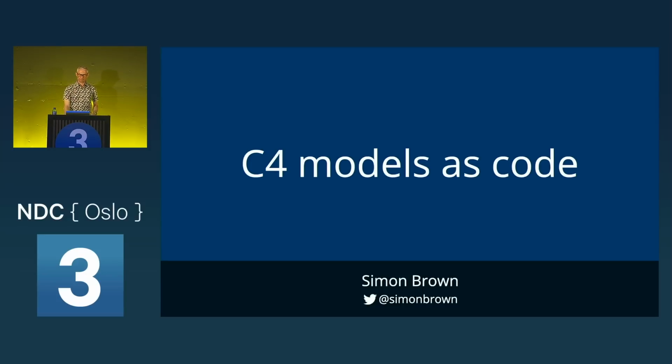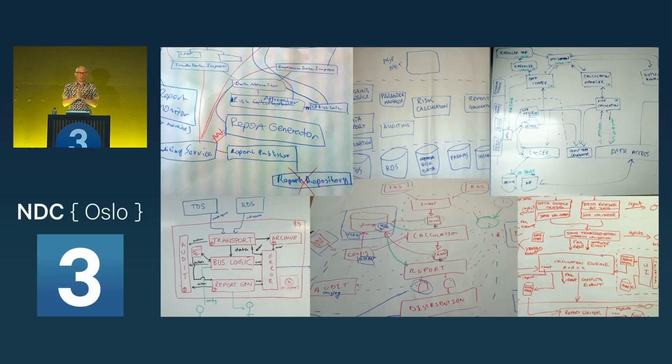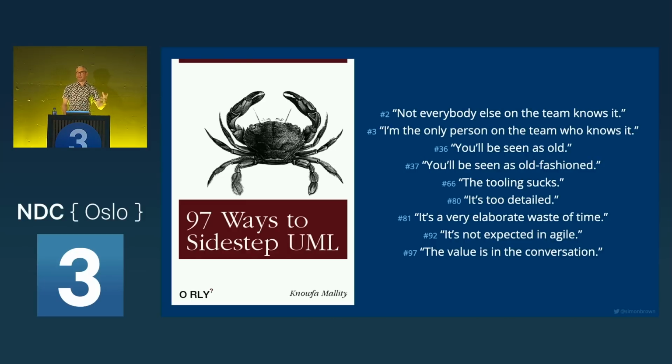Architecture diagrams are historically very, very bad. I'm sure you've all seen diagrams like this kicking around your SharePoint, Confluence pages, whiteboards, etc. UML fixes a lot of these problems, but nobody seems to want to use UML these days. Why? I've literally heard all of the reasons you can possibly imagine. People tell me that you'll be seen as old if you use UML. The tooling's horrible, it's a waste of time, it's not expected in Agile, etc. It's worth noting that most of these are not true.